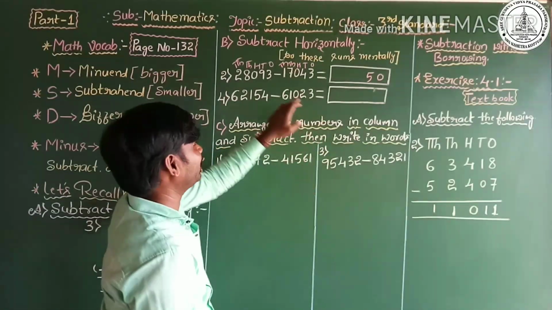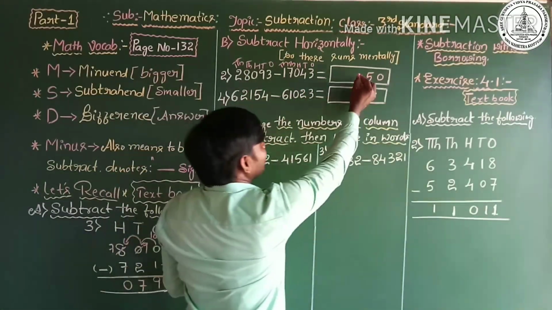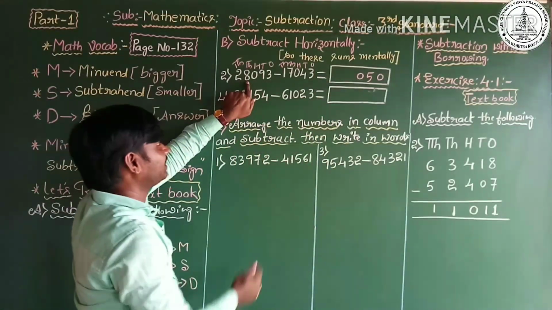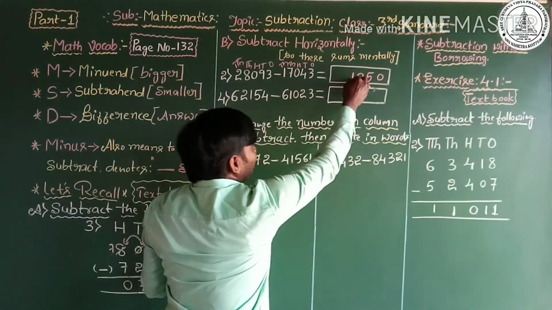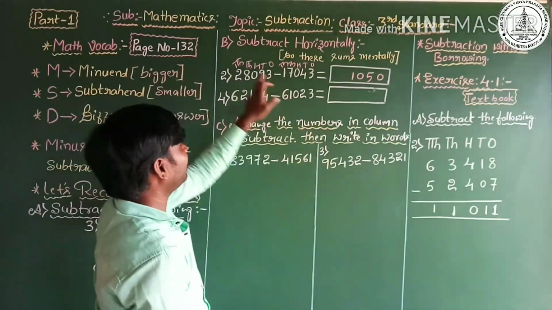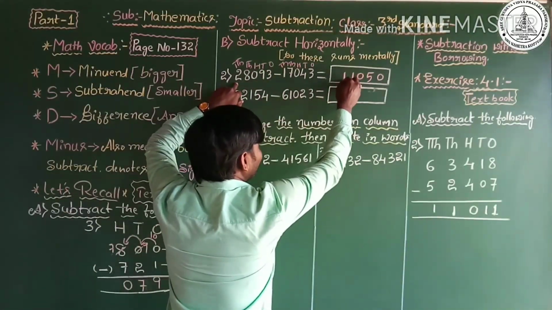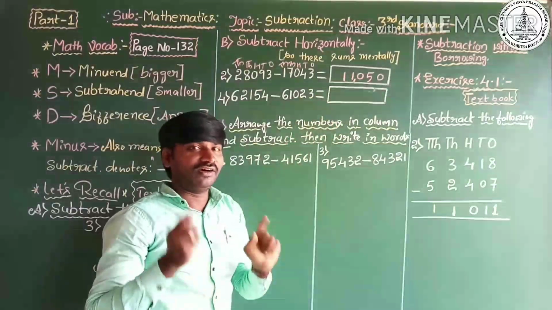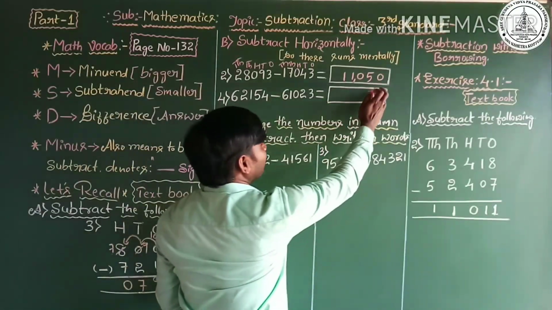The next, the hundreds place: here 0, here also 0. 0 minus 0 is 0. Next, the thousands place: 8 minus 7. 8 minus 7 is 1. Next, 2 minus 1 in the 10,000 place. 2 minus 1 is also 1. What is the answer? 11,050. All of you, don't use the finger method or lines method. You just use your mind.